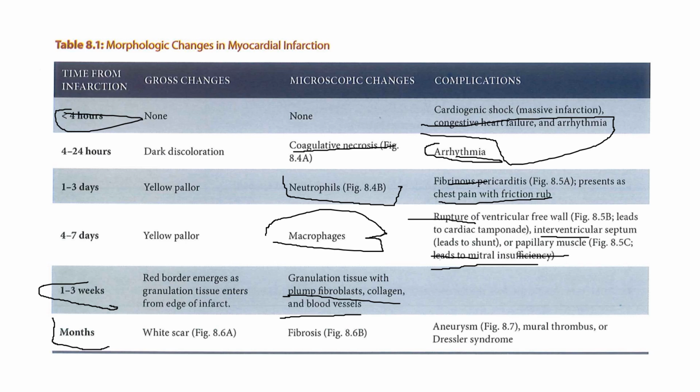Which is followed by the fibrosis, and in this stage, we can get the aneurysm, mural thrombus, or Dressler syndrome. Aneurysm means the ballooning of the artery, so the arterial wall becomes weak and is prone to rupture. And mural thrombus means thrombosis of the whole artery.